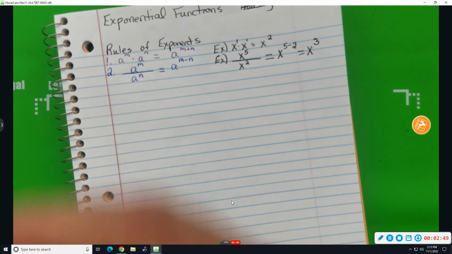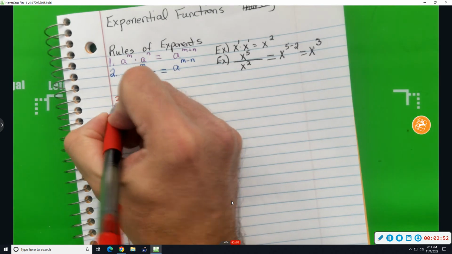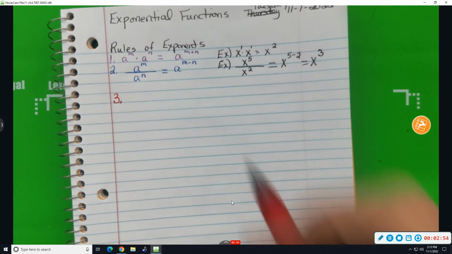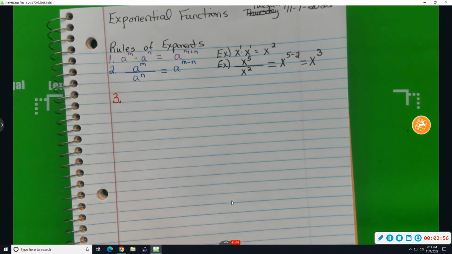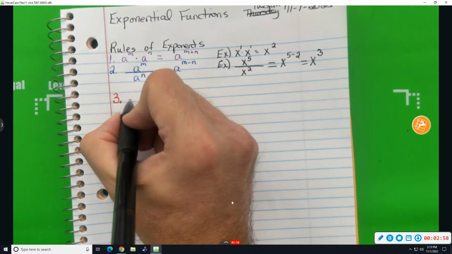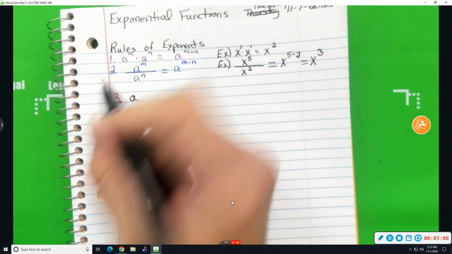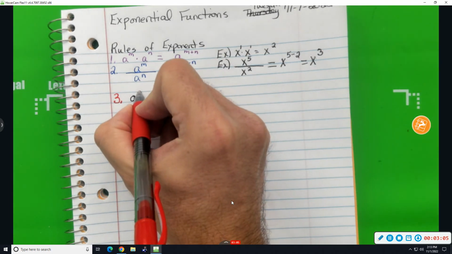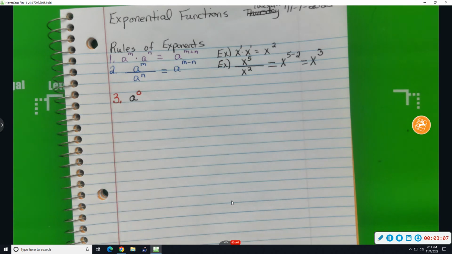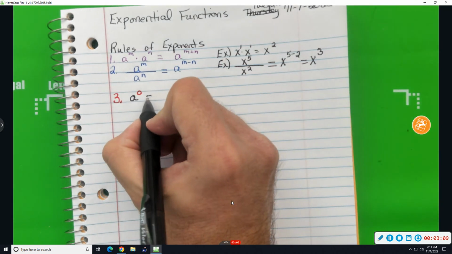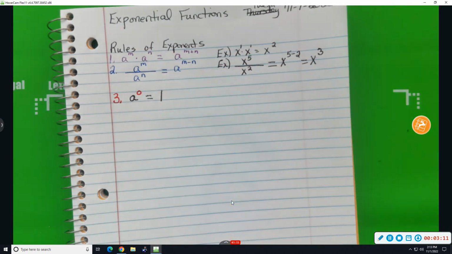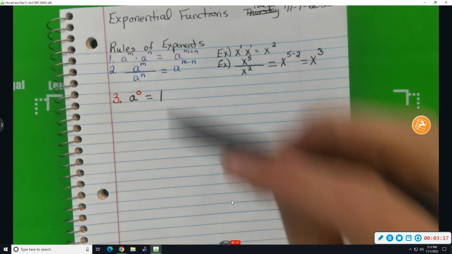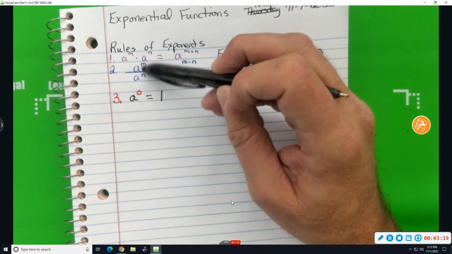The third rule is a direct result of the second rule. I'll write it like this. Anything to the zero power. So this is our definition of a zero exponent. Anything to the zero power is 1. And sometimes people say, why is that? Well, it has to do with this second rule.